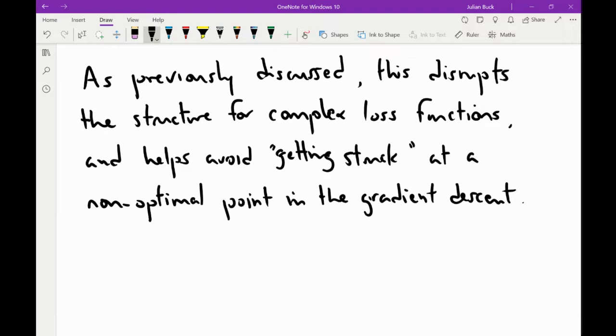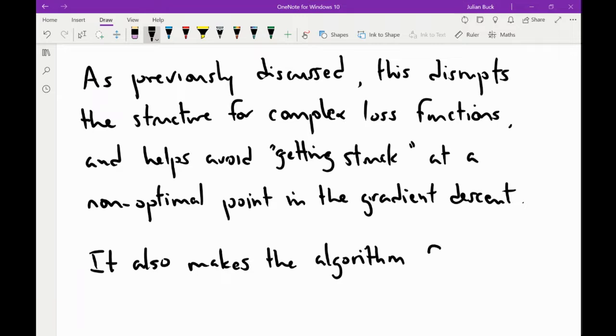It also, because what we end up doing is subsampling, right? So we're not using the full training data all the time. It also makes the algorithm faster because there's less to compute. So even if the loss function problem doesn't seem like it's going to be there, it may be advantageous to do this just for computational considerations.